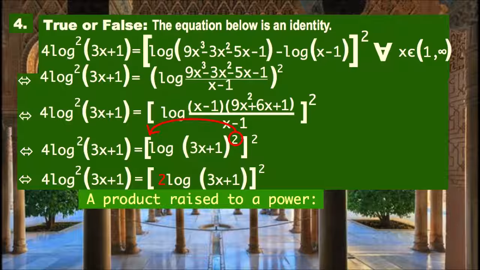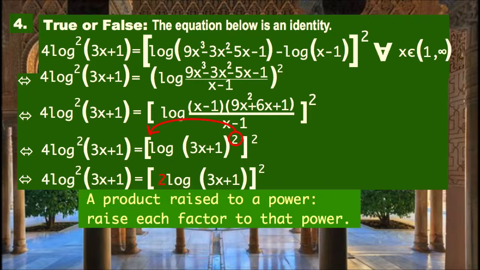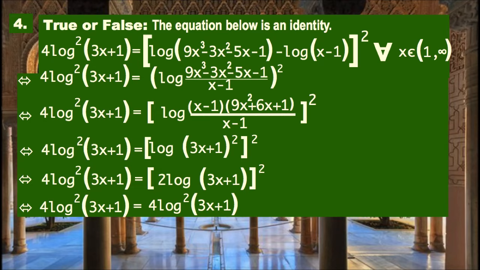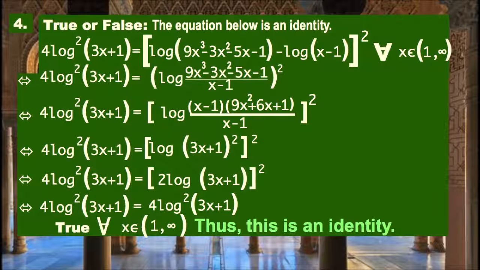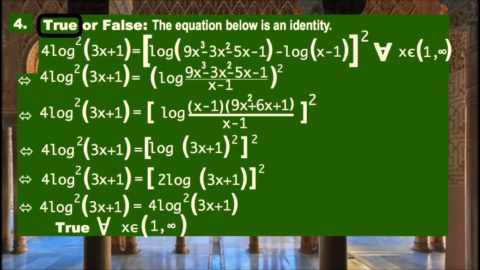A product raised to a power raises each factor to that power. So in this case, we get the equivalent statement 4 times the common log of 3x plus 1 squared equals 4 times the common log of 3x plus 1 squared. This is true for all x that belongs to the open interval 1, infinity. Thus, this is an identity. True.